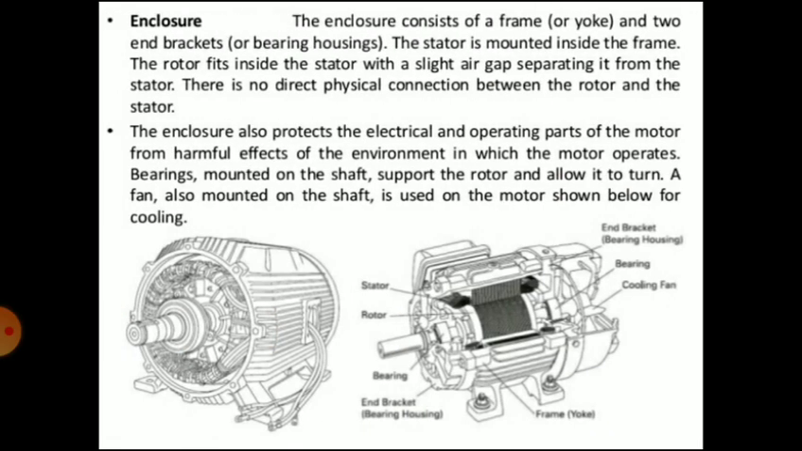Then the enclosure. The enclosure consists of a frame, also called the yoke, and two end brackets that are bearing housings. The stator is mounted inside the frame. The rotor fits inside the stator with a slight air gap separating it from the stator. There is no direct physical connection between the rotor and the stator. The enclosure also protects the electrical and operating parts of the motor from harmful effects of the environment in which the motor operates.